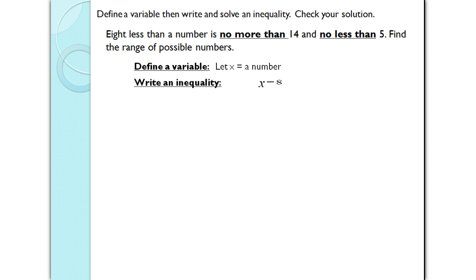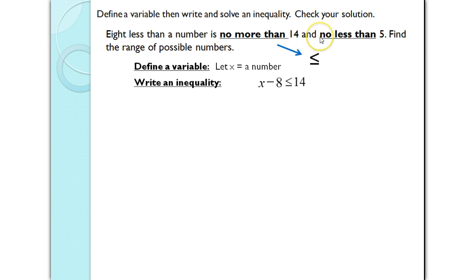Now we're talking about inequalities. So the next part of the statement says 8 less than a number is no more than 14. So that means it can be 14 or anything smaller than it, but it can't be bigger than 14. It can be no more than 14. So that statement represents a less than or equal to sign.